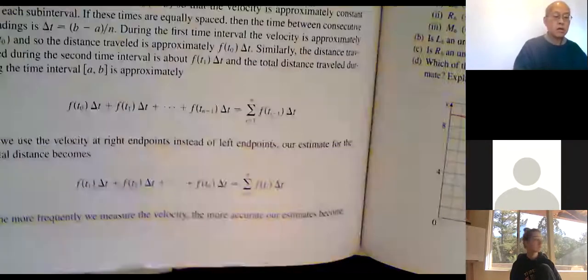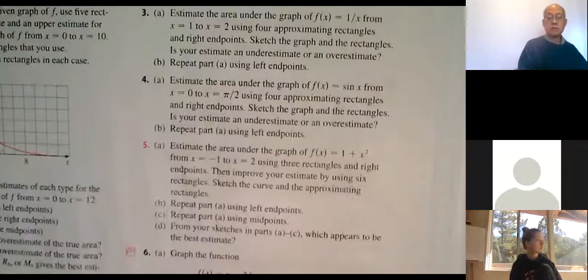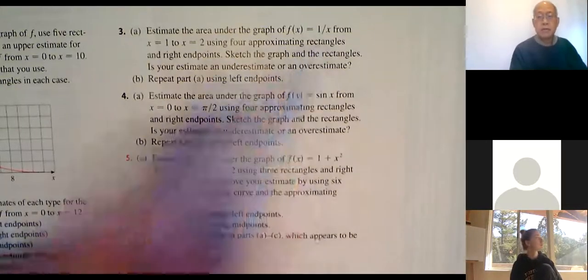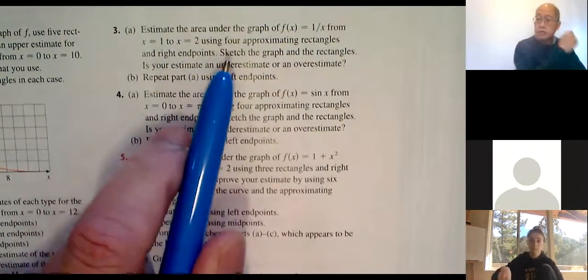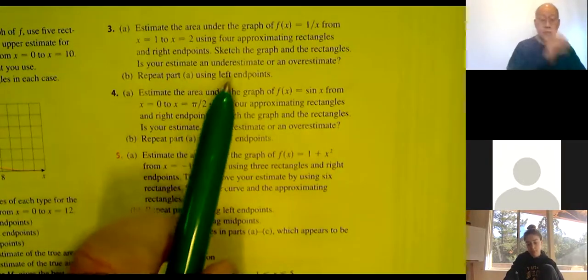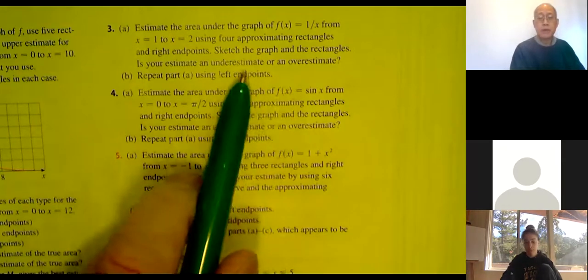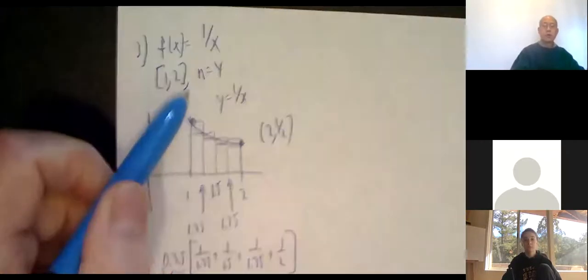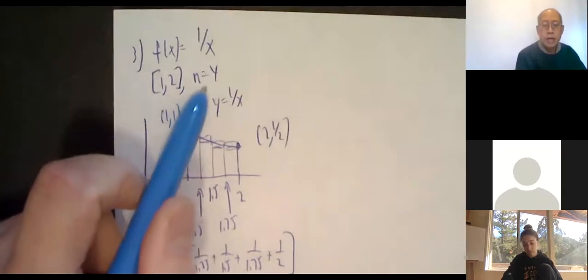Okay, question three. The graph is 1/x from x equals 1 to x equals 2. Use 4 rectangles, right endpoints, left endpoints. Is it an underestimate or an overestimate? Okay, let's take a look. 1/x between 1 and 2, n equals 4.